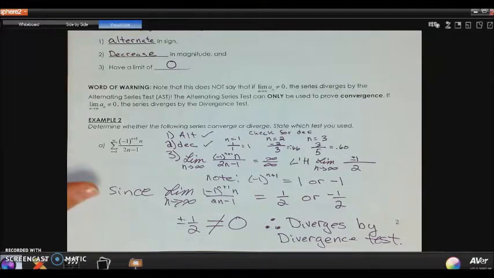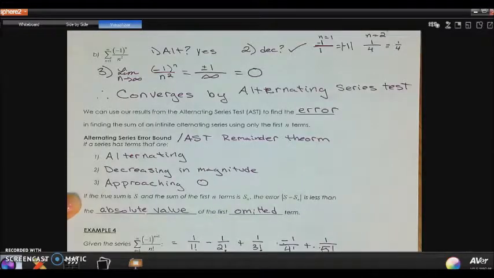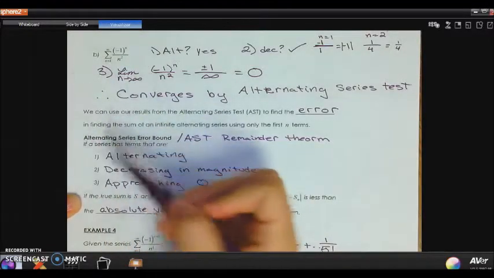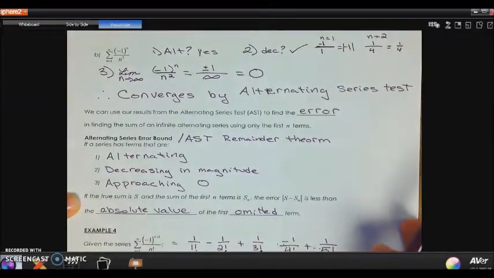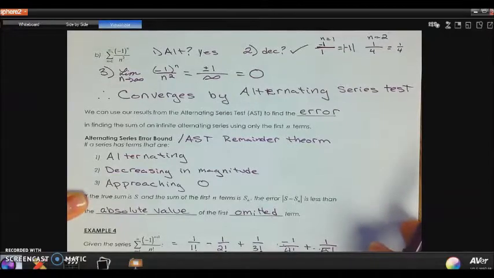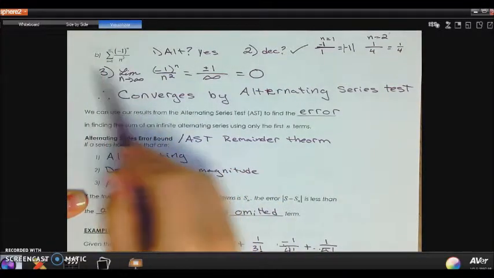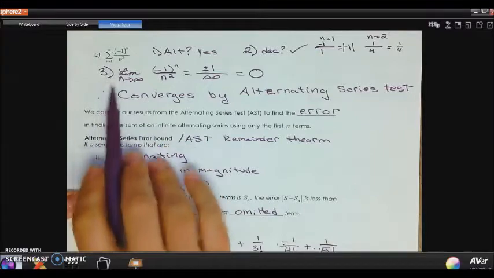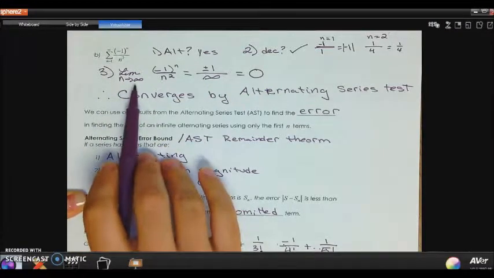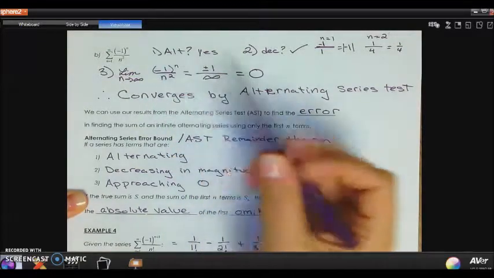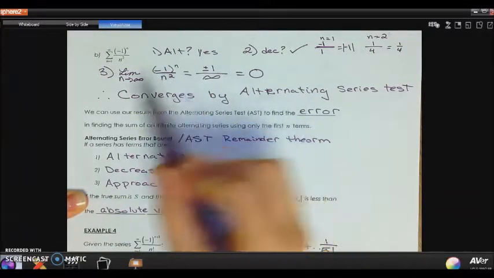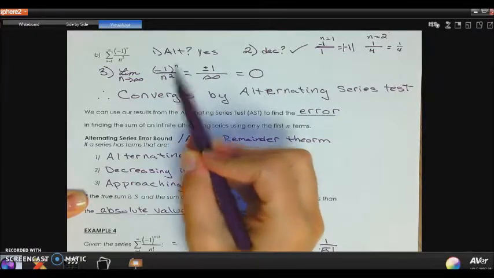So then, all right, let's take a look at page 3. Okay, so for the next example, say you just tried to do the divergence test right away. And again, as soon as you see that negative 1, you should be thinking alternating series test. But say you try to do the divergence test first, you would take the limit as n approaches infinity, and you'd get this raised to the n over this.